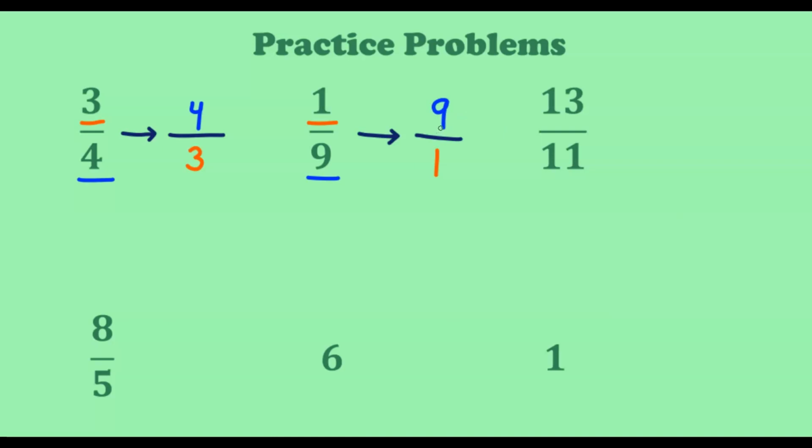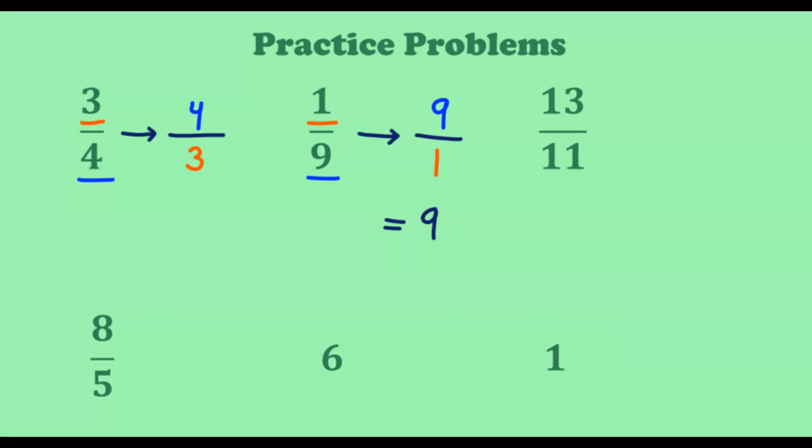So we end up with 9 divided by 1. Now any number divided by 1 is that number itself. So 9 divided by 1 will be equal to 9, and so this is our required answer. That is, the reciprocal of 1 over 9 will be 9. Now let us have a look at the next fraction.